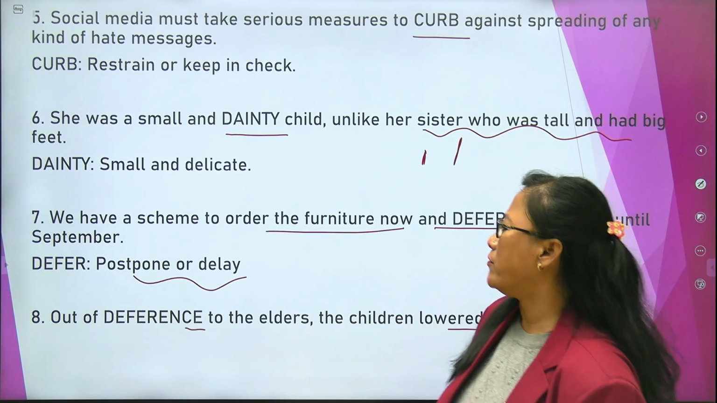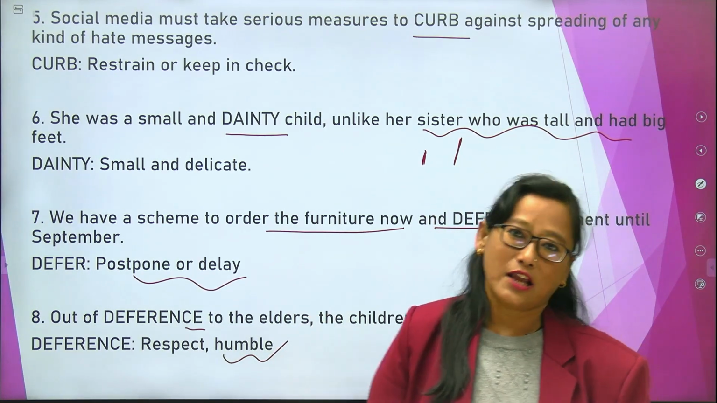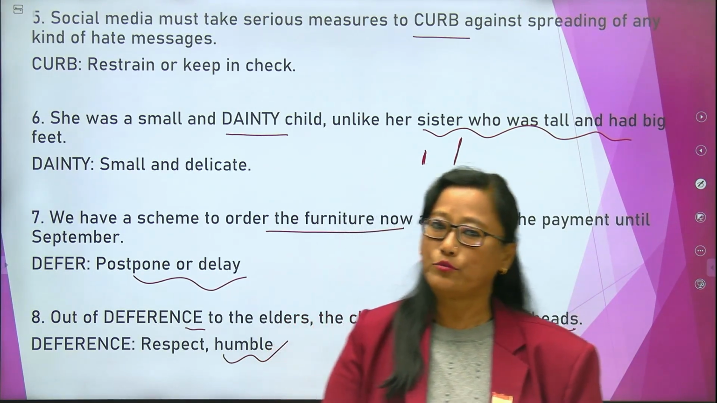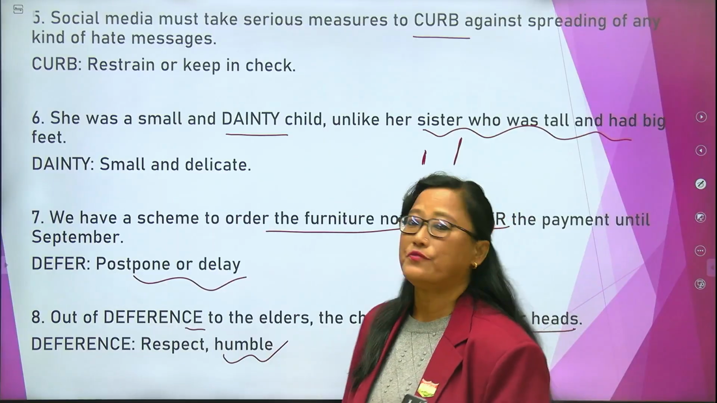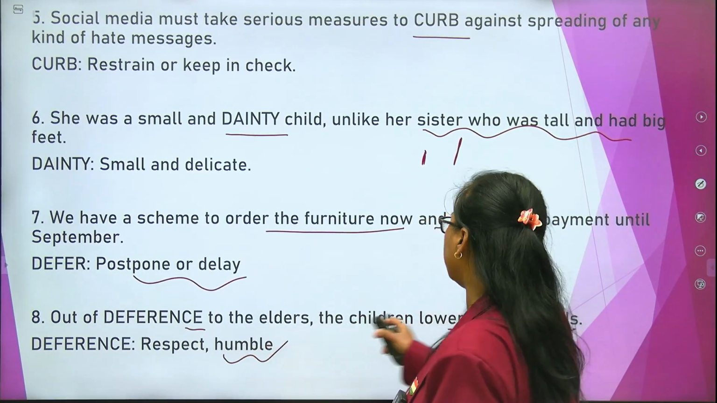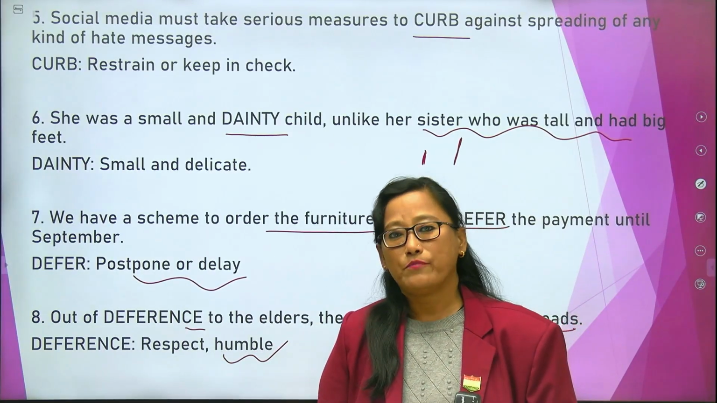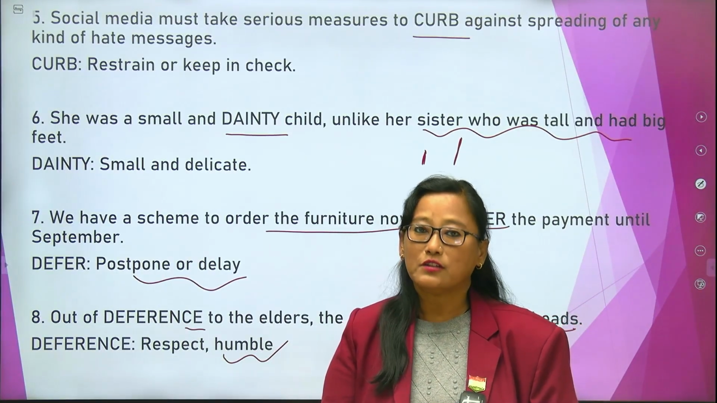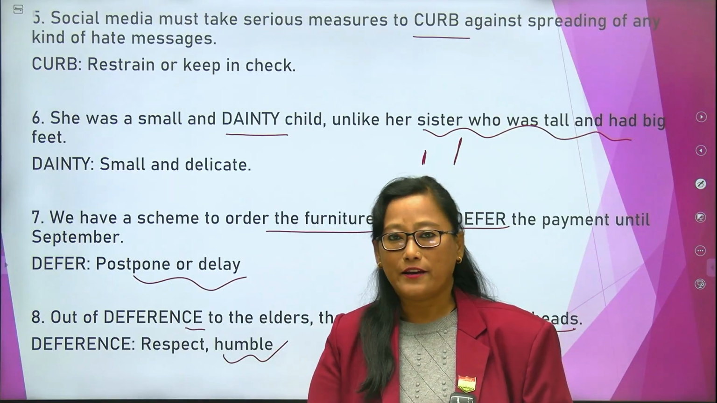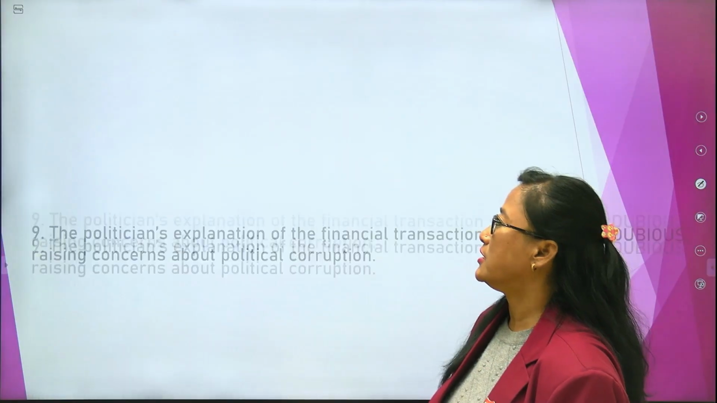So what is the meaning of deference here? Very simple. It is respect, humble, polite. Respect, humble and polite is the meaning of deference here. I hope that is clear, because with the help of these words, these sentences that I've got for you, you have been able to guess most of the sentences correctly. Now with that, let's move on to the next sentence, which is the ninth one.